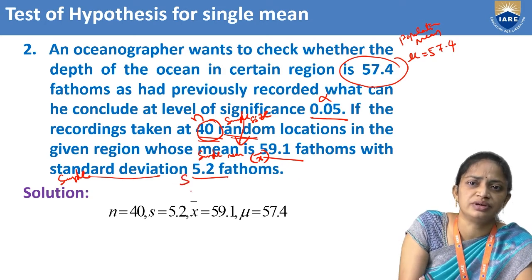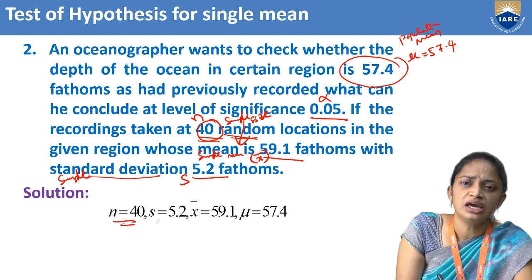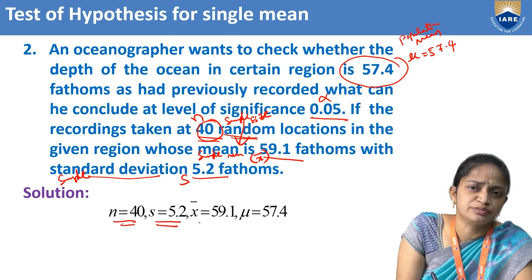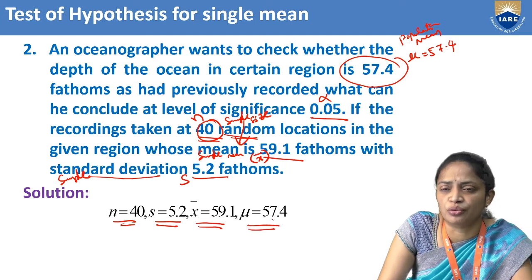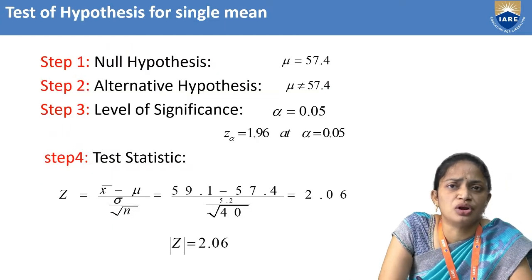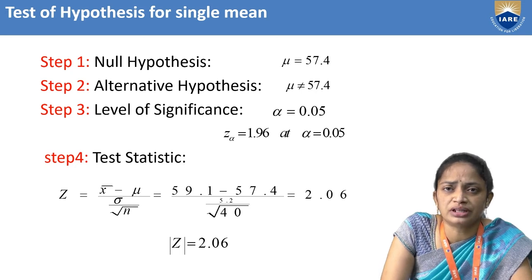So here they have given n equal to 40, s equal to 5.2, x bar equal to 59.1 and mu equal to 57.4. Now we need to follow the 5 steps. What are those 5 steps? The first one is the null hypothesis, the second is the alternative hypothesis, the third is the level of significance, the fourth is the test statistic, and the fifth is the conclusion. Here we can conclude whether we are going to accept or reject the given statement.